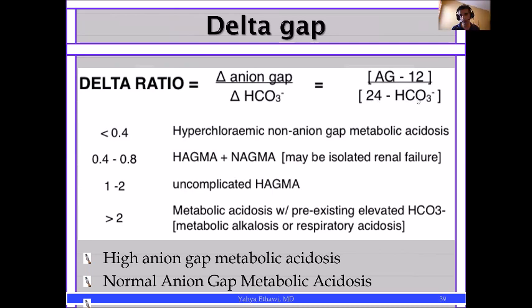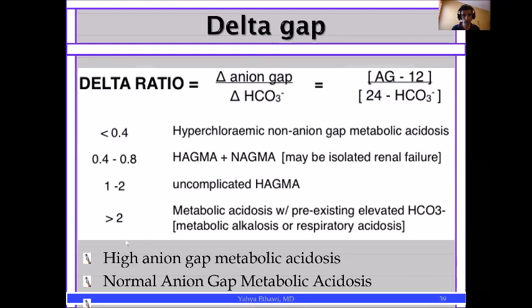The actual anion gap minus the 12, the normal, divided by the normal bicarb minus the actual bicarb, you get the delta ratio. And if it's less than 0.4, it is hyperchloremic non-anion gap metabolic acidosis. If it's between 0.4 and 0.8, it's either HAGMA, high anion gap metabolic acidosis, or NAGMA, normal anion gap metabolic acidosis. If it's 1 to 2, it's uncomplicated HAGMA. If it's more than 2, it's metabolic acidosis, and maybe there is a pre-existing increase in bicarb.